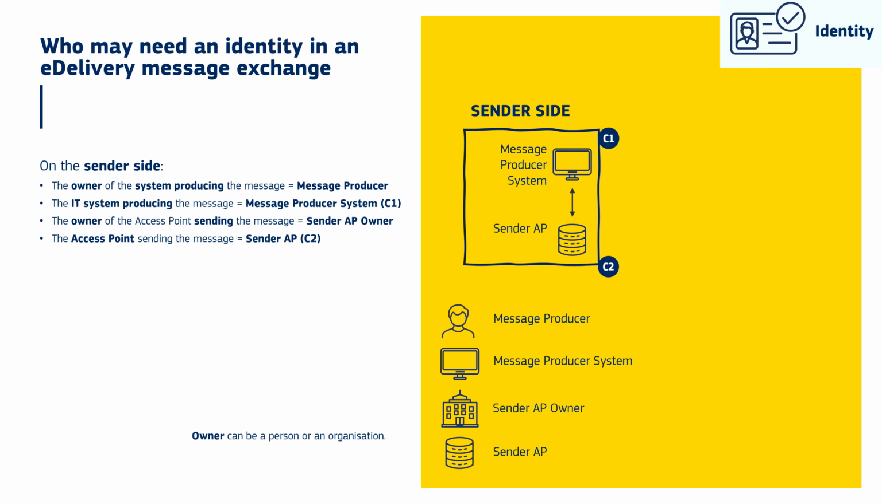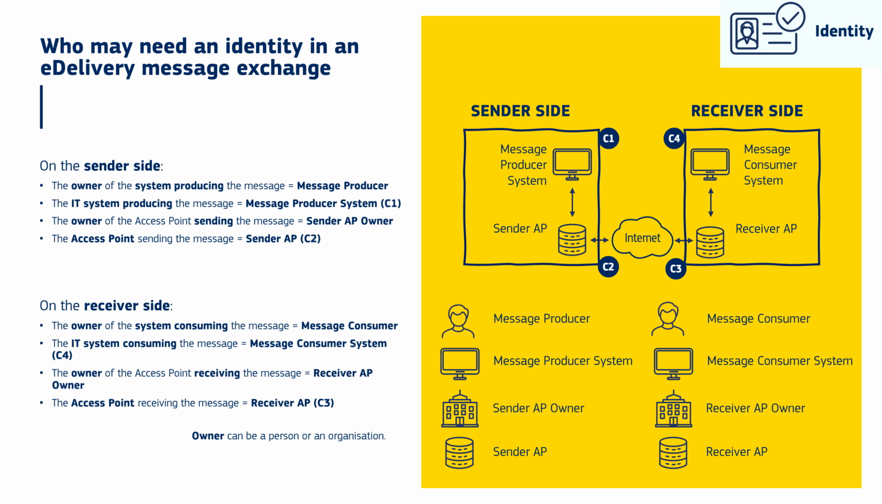Before, we identified the roles involved in a message exchange. Now, if we look at the identities of the parties that play each role, we realize that for each role we have several potential candidates to consider. On the sender side, for the message producer, we could consider the identity of the IT system that is producing the message, but we could also consider, especially from a legal point of view, the identity of the owner, person or organization, of this system. It is the same for the sender access point. We could consider the identity of the IT system of the eDelivery access point, and the identity of the owner of that system. The situation is symmetrical on the receiver side.